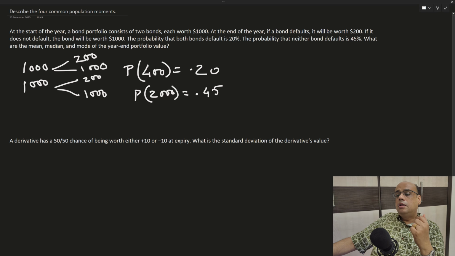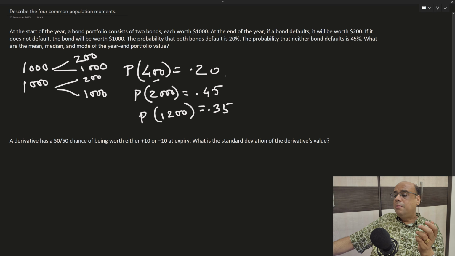Is there any other portfolio value that can happen apart from 400 and 2000? The answer is yes. When will that happen? That will happen when one of the bonds defaults and the other doesn't default. So in that case, one bond will be worth 1000 and one will be worth 200. So what is the probability of this? Since 400, 2000 and 1200 are exhaustive events, the probability of 1200 is 1 minus the sum of 0.45 and 0.20, which is 0.35.